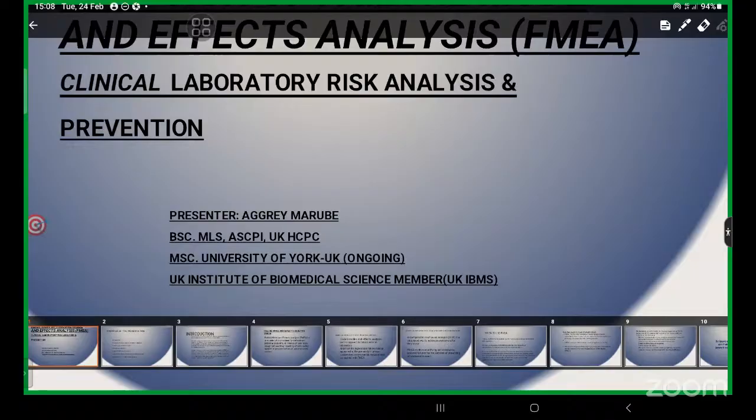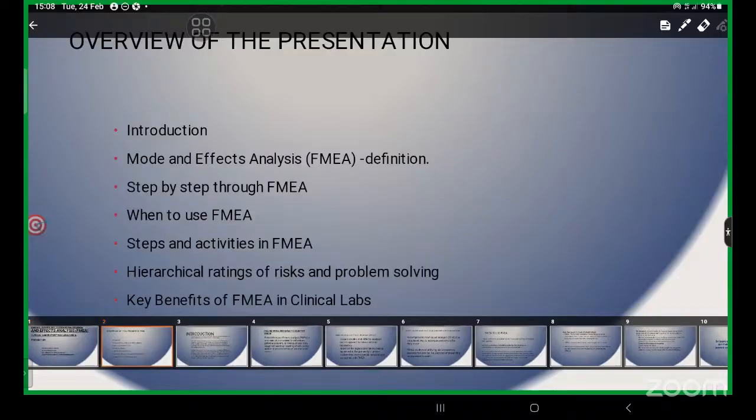We are going to look at this FMEA in clinical laboratories. And also at the same time, we are going to look at how, in particular, FMEA is applied in clinical laboratory risk analysis and prevention. So in a nutshell, this is what we are going to look at.